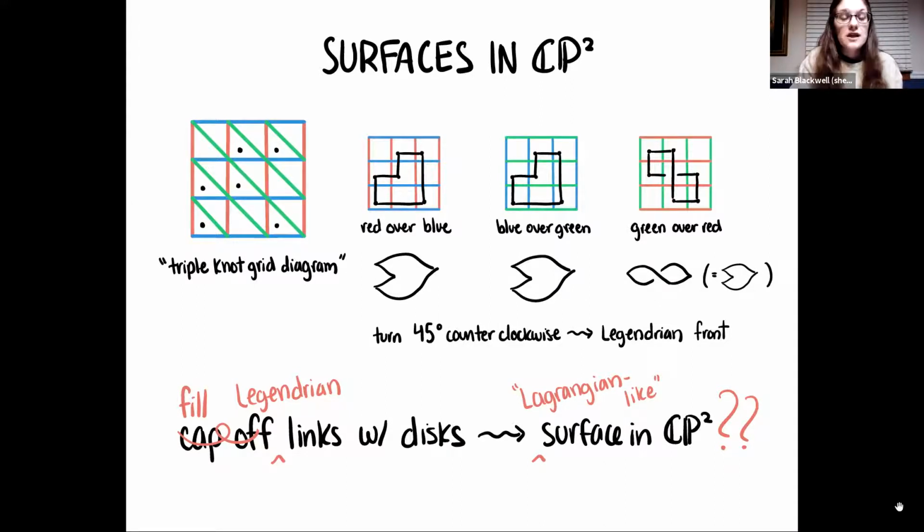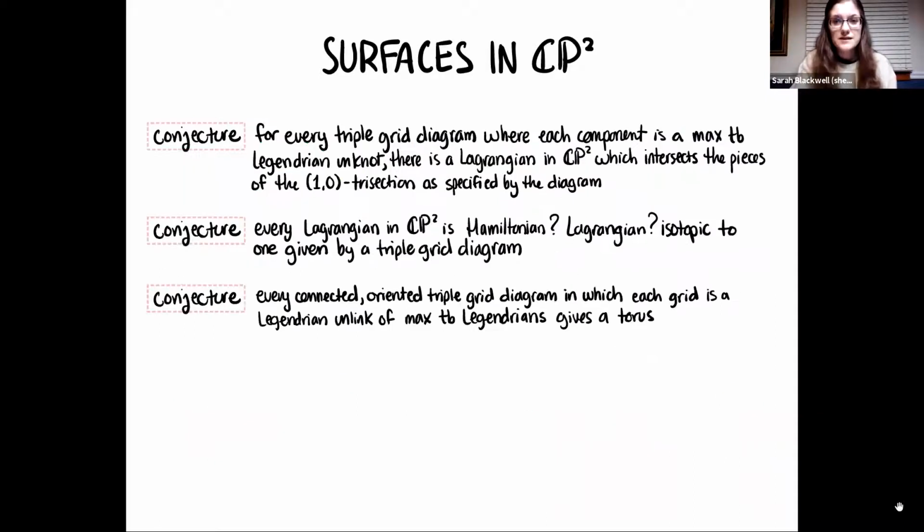And because Legendrians are really natural boundary conditions for Lagrangian surfaces, a natural question to ask is, could we fill these 3 Legendrian links with disks and get some kind of Lagrangian-like surface in CP2? So the idea here is we're coming up with these combinatorial Lagrangian surfaces. This is the motivating question of this project. And so here is more precisely what I just said.